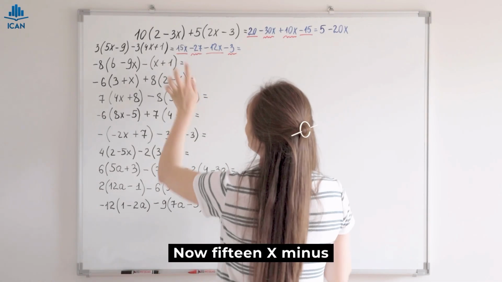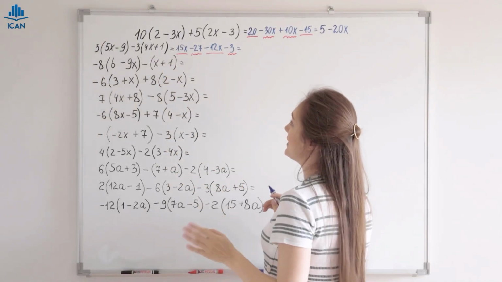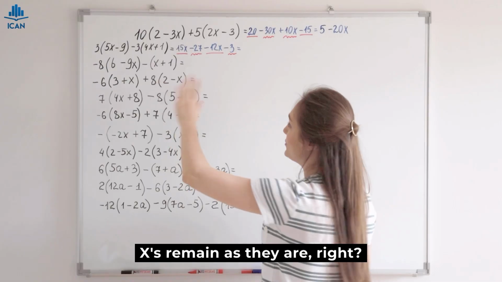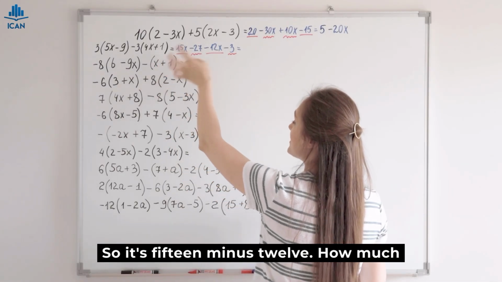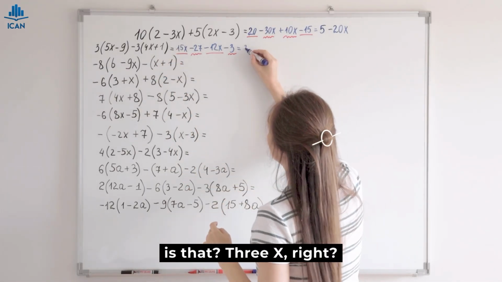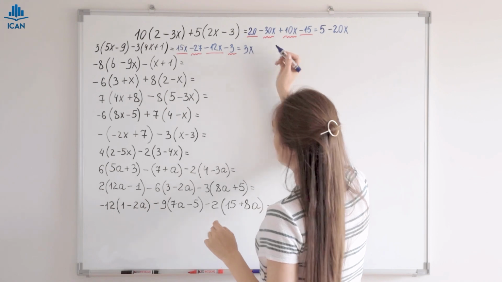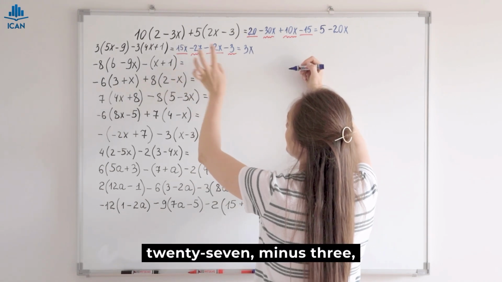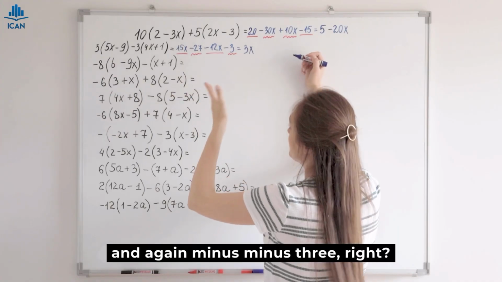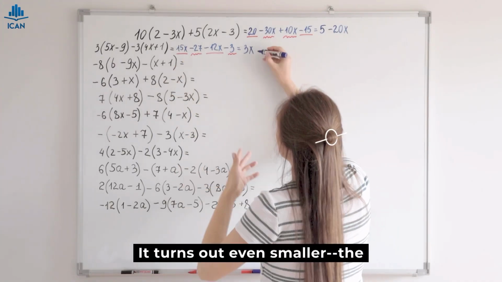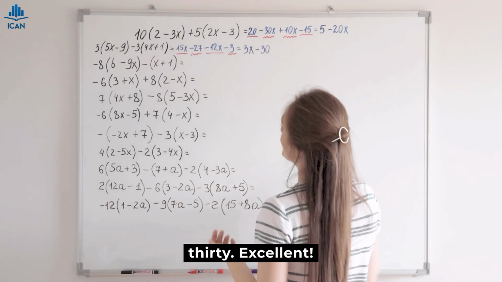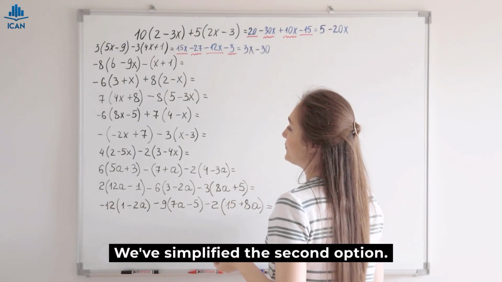Perfect. Now 15x minus 12x. We need to subtract. The x's remain as they are, right? So it's 15 minus 12. How much is that? 3x, right? So x stays as x. Here we'll have minus 27, minus 3, and again minus 3, right? It turns out even smaller. The number will be even smaller. Minus 30. Excellent. We've simplified the second option.